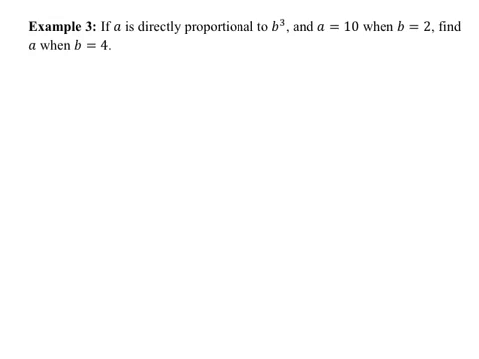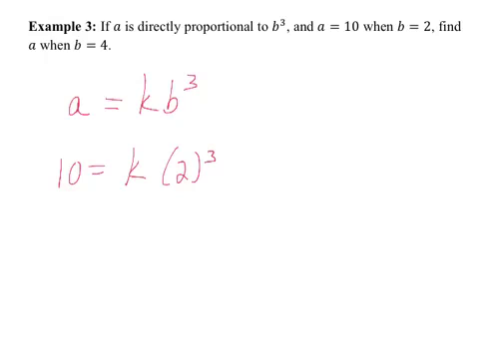Alright, example 3, back to variables, just so we can see a different type of proportionality. If A is directly proportional to the cube of B, or B cubed, and A is 10 when B is 2, find A when B is 4. So A is directly proportional to B cubed. Now we're told when A is 10, B is 2. So this is really going to be 10 equals K times 8, or simply K equals 10/8.